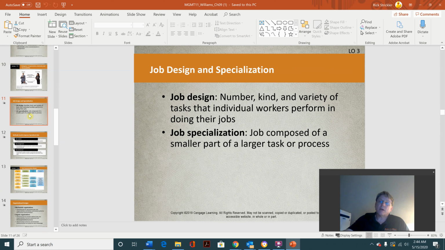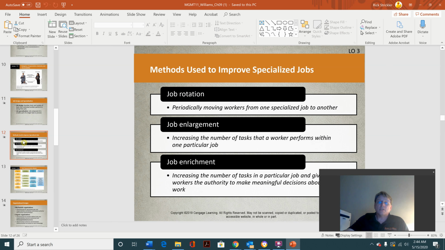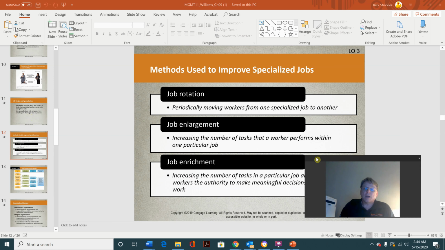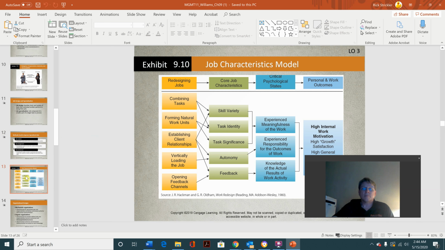Job design: the number, kind, and variety of tasks individual workers perform in their job, and the specialization composes a smaller part of a larger task or process. Job rotations, where people go from one job to another. Enlargements, where they increase the number of tasks performed by a particular job. And then job enrichment, where workers are given the authority to make meaningful decisions about their work. And then here's a little chart about all the different job characteristics.